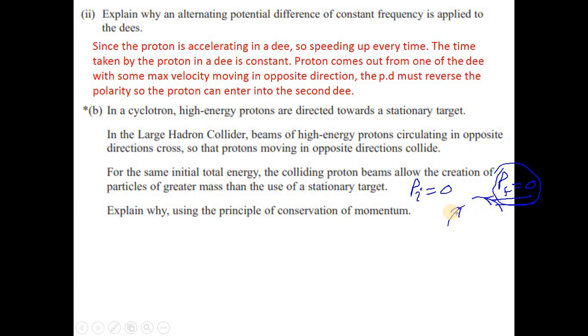So what about the energy in the system? All the energy in the system goes to the mass according to E equal to mc squared. So all the energy in the system goes to the mass and creates particles of greater mass. That's why greater masses are created when two oppositely moving beams of protons are collided.